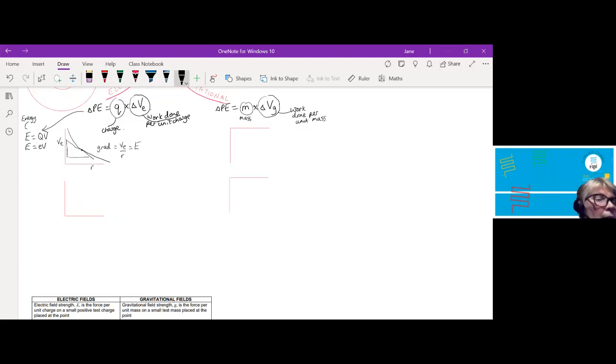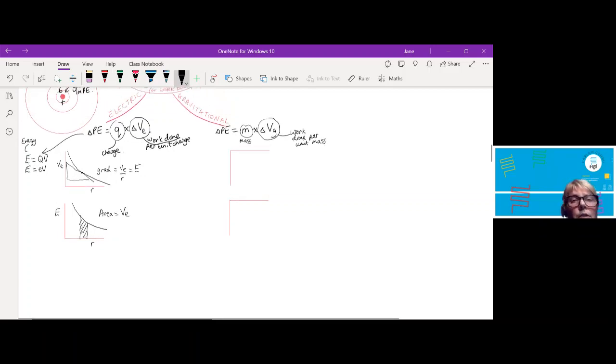But if you have electric field against R, again you'll have a relationship that looks like that. What we do here is we look at the area underneath the graph, and the area is equal to that electric potential.